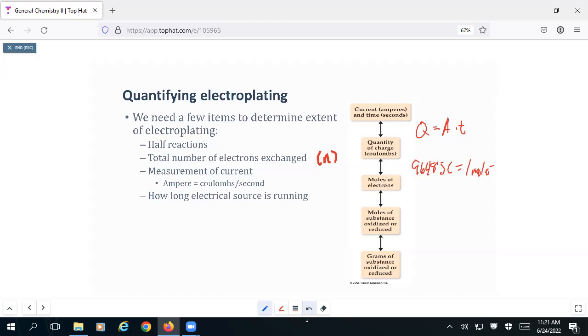Moles of substance oxidized or reduced to moles of electrons, well, we get that from the balanced equation. Grams to moles, molar mass. So all four of these types of conversion calculations are relatively straightforward. The only one that's really not in that realm of conversion using dimensional analysis is that first one. But even it could be if we happen to be going the right direction along the way.